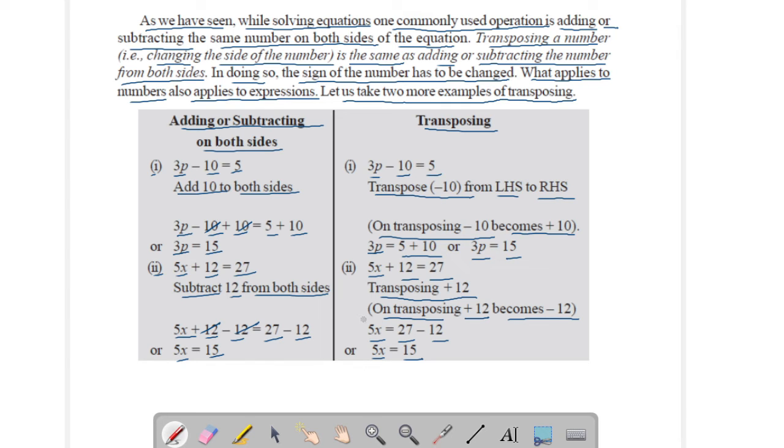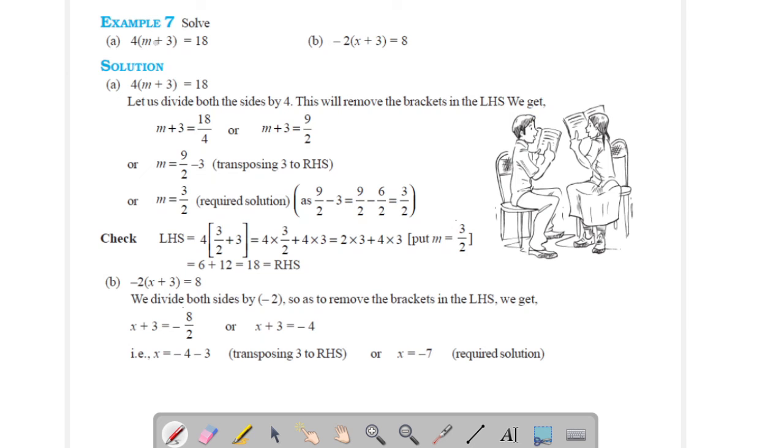In transposing, simply you have to bring the term. If you bring that term from left hand side to right hand side or from right hand side to left hand side, simply the sign will change. If it is plus, it will become minus, and if it is minus, it will become plus. Keep it in your mind.